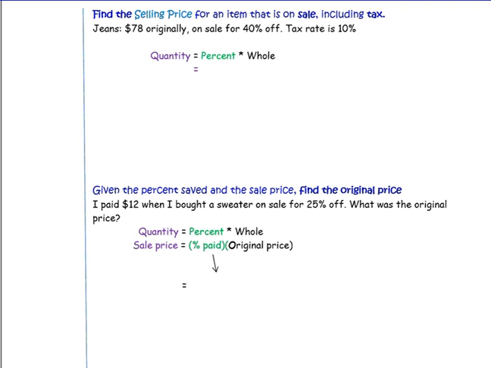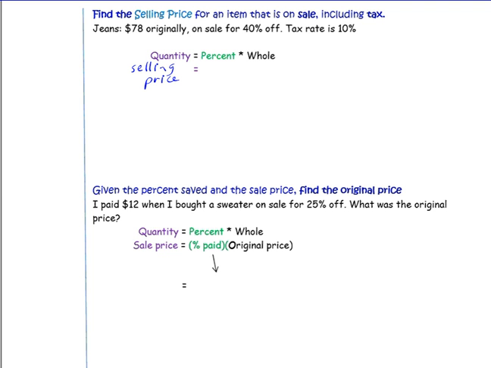Next, find the selling price for an item that is on sale, including tax. So jeans that are originally $78 are on sale for 40% off, and the tax rate is 10%. So often, students will figure this problem out in several steps when it can be done in just one step. The quantity is going to be the selling price.